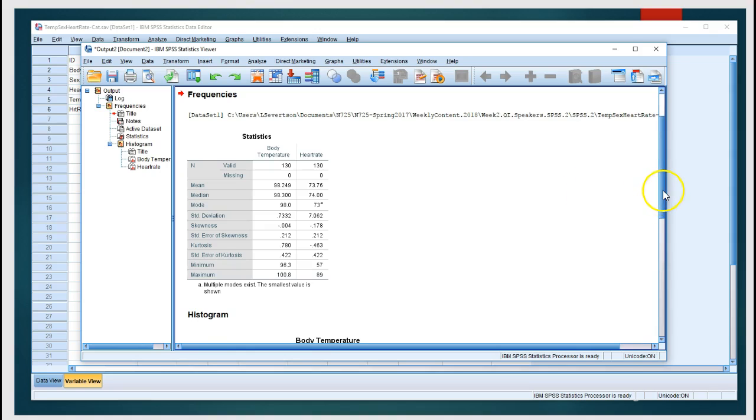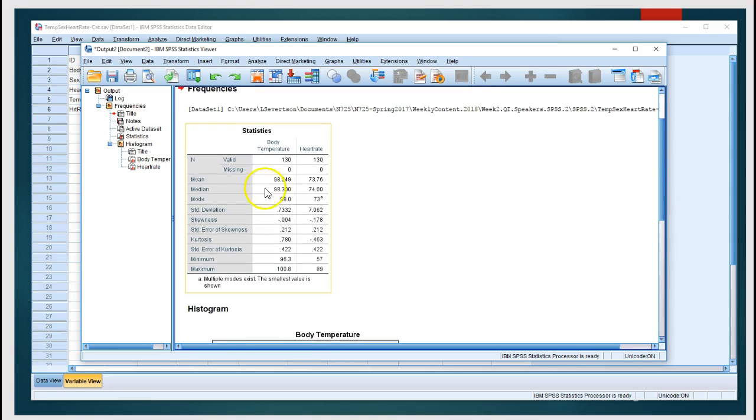So here you see the results. The mean is simply the average of body temperature and the average of heart rate. The median is that middle value. So if we'd order all those values from low to high, the middle value is the median. The mode is the most frequent value. So the most frequent temperature was 98 degrees, and there were multiple modes. So they showed the smallest mode, which was number 73, but they had more than one.